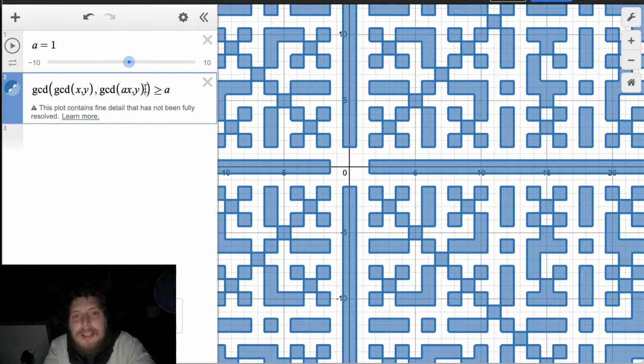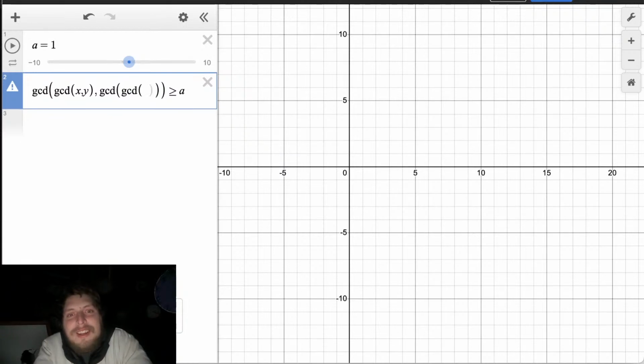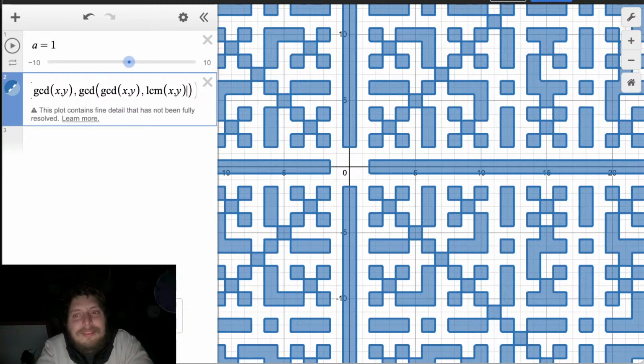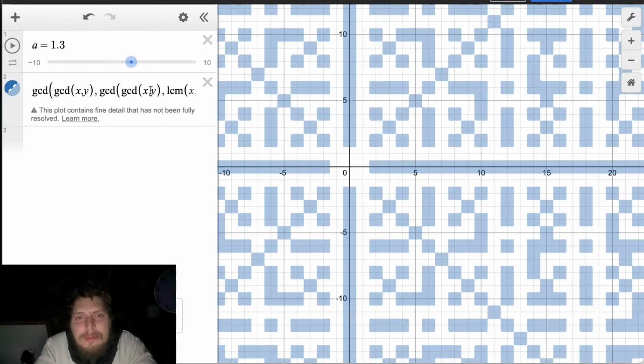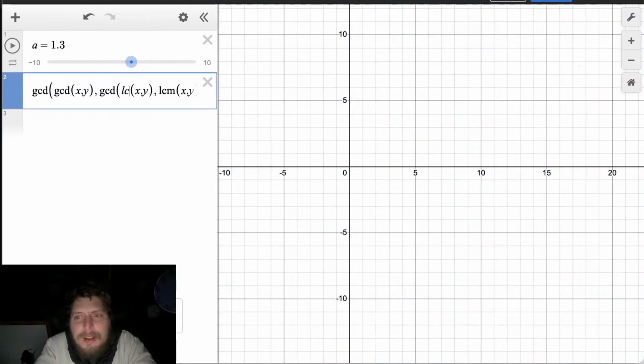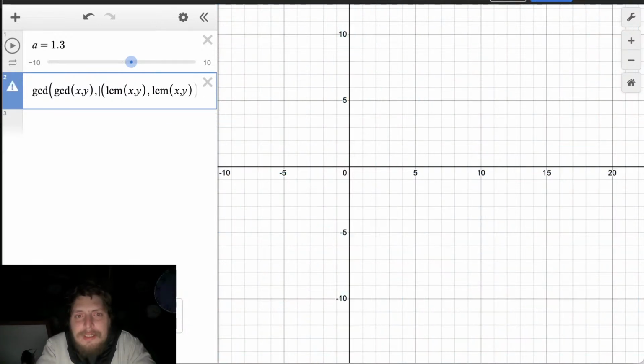Okay, let's try and iterate it one more layer deep. So it's going to be kind of crazy, but we're going to say this one is actually the greatest common denominator of x and y, and the least common multiple of x and y. Okay, so that's similar to one we've seen a few times. That didn't actually change that much right there. But what if we switch around a few of these? Does that change anything significant?